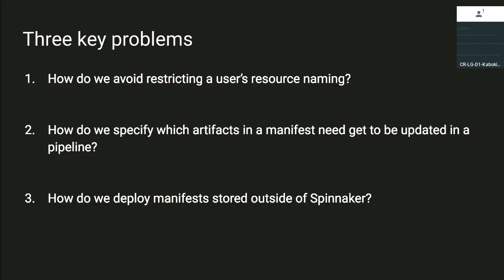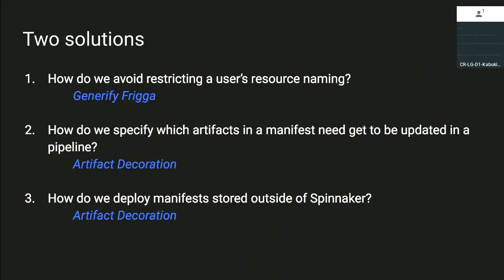And then finally, very simply, how do we deploy manifests stored outside of Spinnaker? If you have something living in Git and it has a different life cycle than the typical Spinnaker pipelines, how do we reconcile those 2 things and make sure we don't introduce any consistency problems?